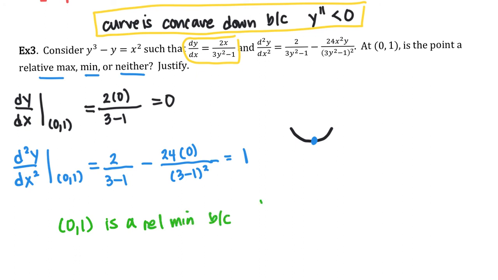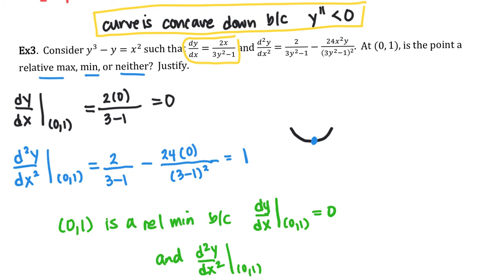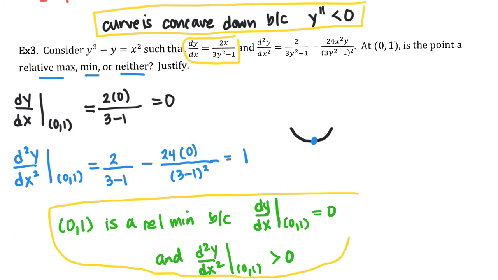Why? Well, because dy dx at 0, 1 equals 0, that's how I knew it was going to be a critical number, and d squared y dx squared was positive. Actually, I should say at 0, 1, because it's not always positive, but it was at the point. Okay, so based on the second derivative test, it was a relative minimum.